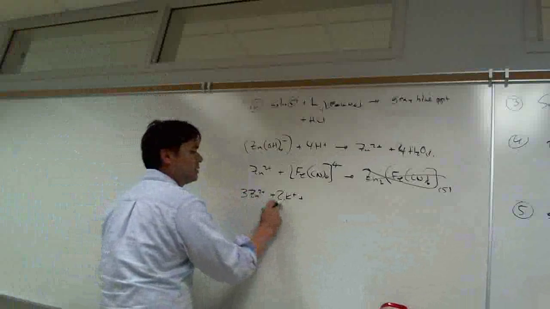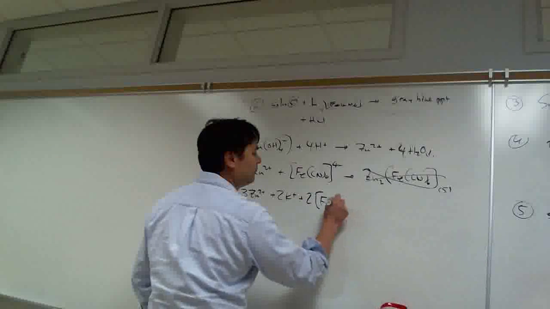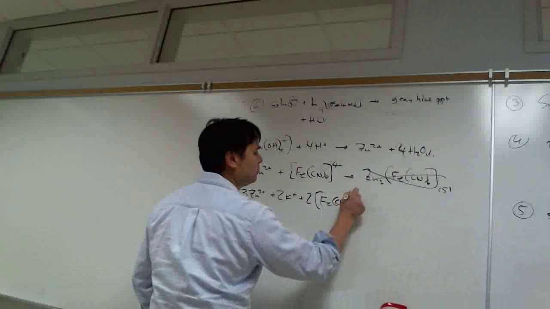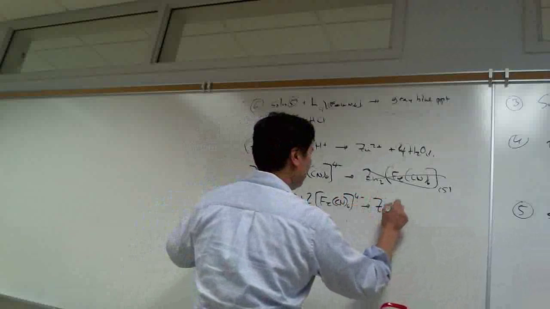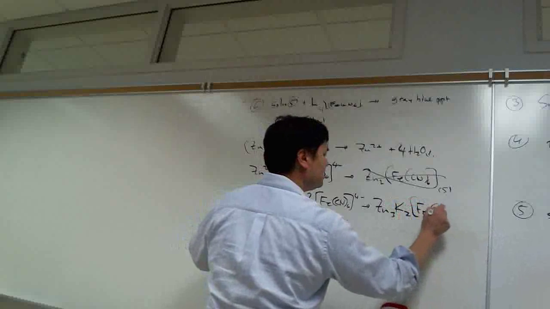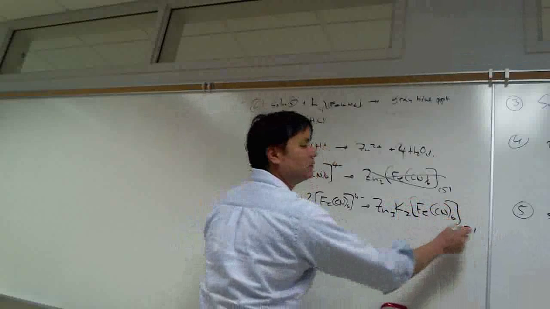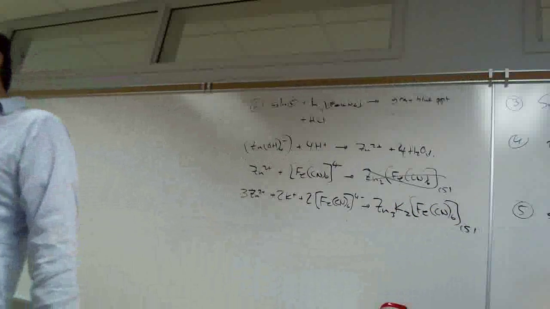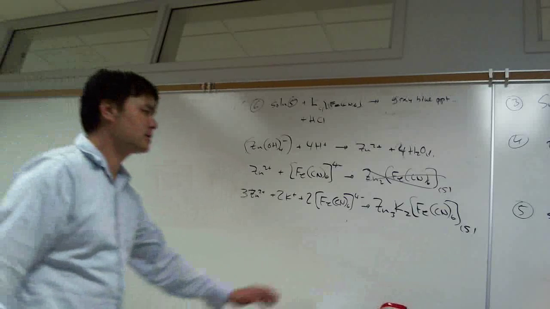3 zincs plus 2 potassiums plus 2 FeCN6, 4 minuses. And we're going to precipitate out this Zn3K2 FeCN6 solid. And so this is why I like the term metathesis, because metathesis are ion combinations. And it doesn't have to be an AB plus CD pattern. This is what we call a mixed cation salt.